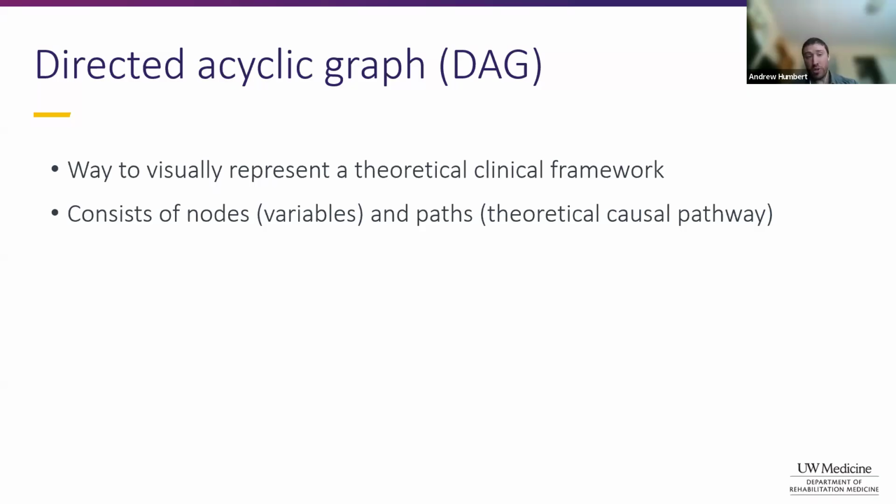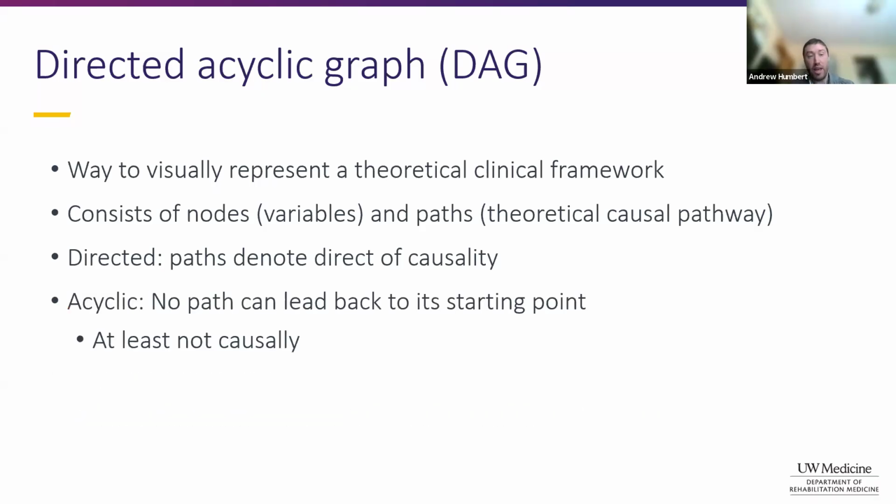It consists of these nodes, which are just variables, and then paths, which are the causal pathways that we think are occurring between these different variables. The name comes from directed, meaning the paths denote the direction of causality. So we're saying this variable causes this variable. Acyclic, there's no path that can lead back to its starting point, at least not causally. So we're on a one-way street when we're creating these graphs, which again may not perfectly represent the real world out there, but the hope is that these graphs are reasonable enough crude approximations of what's happening.